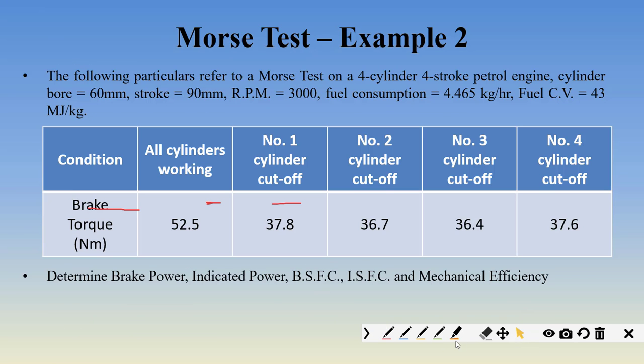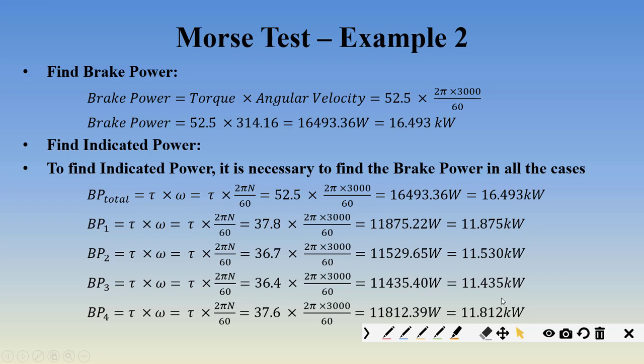See over here, we are just substituting these values and multiplying each value by 2 pi n upon 60. Why? Because we have to find brake power, and the formula of brake power is torque into 2 pi n upon 60. This is torque multiplied by 2 pi n upon 60 and you will get brake power. So this is what we have done over here, and because of this we get all the brake powers. This is brake power total, right? You have done the same thing.